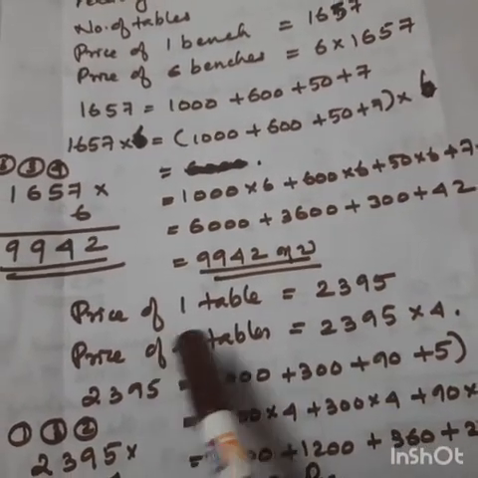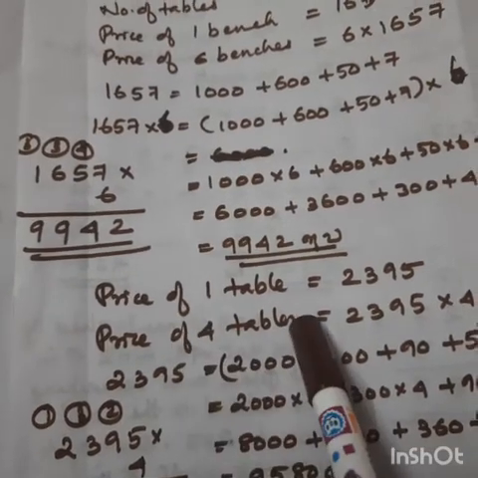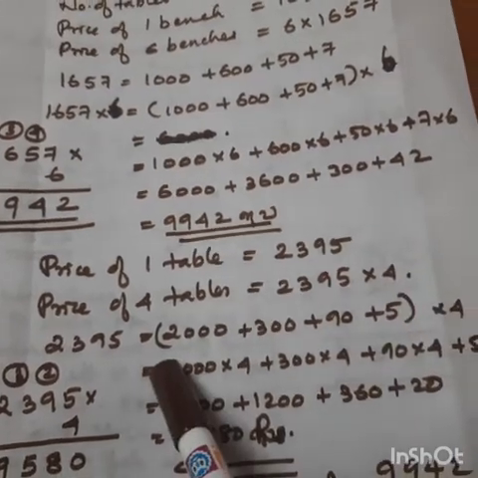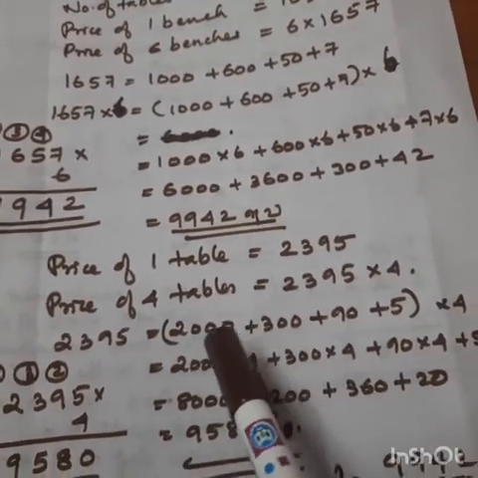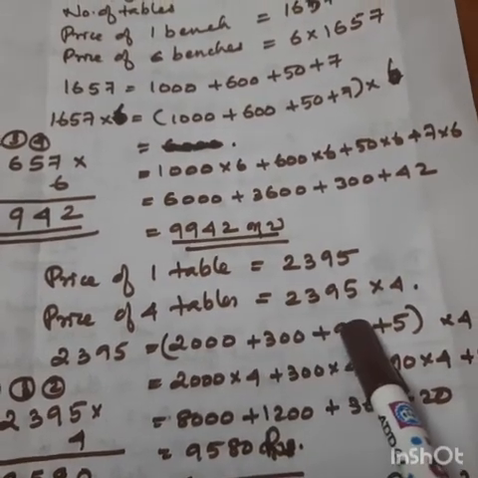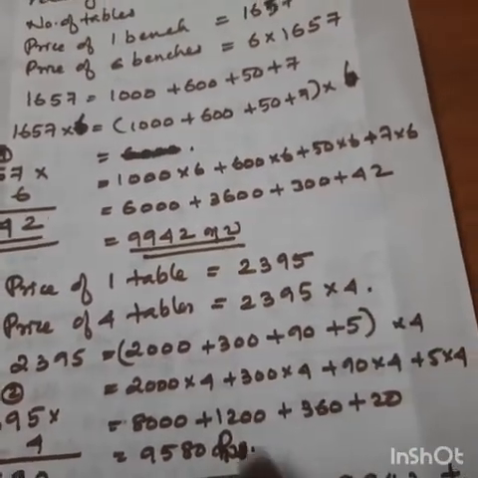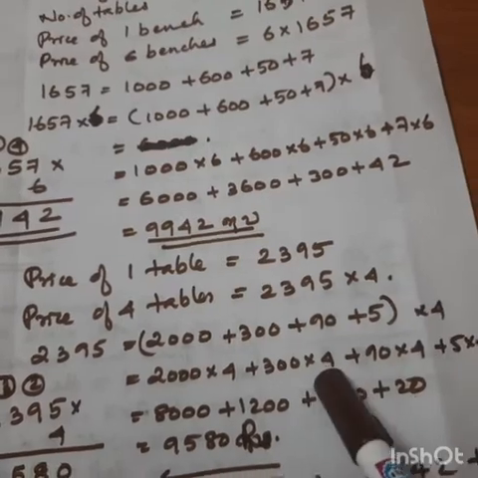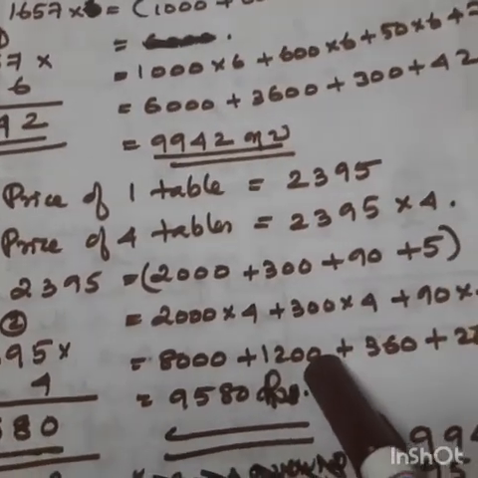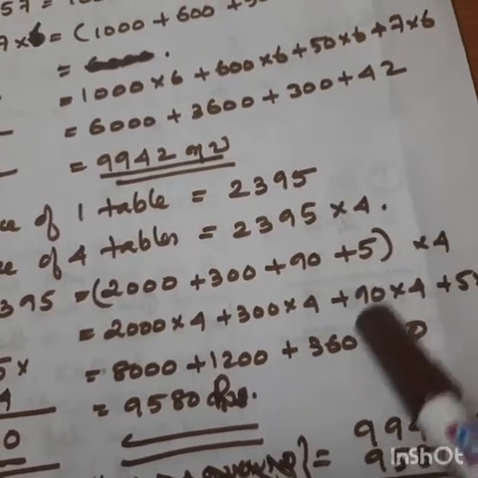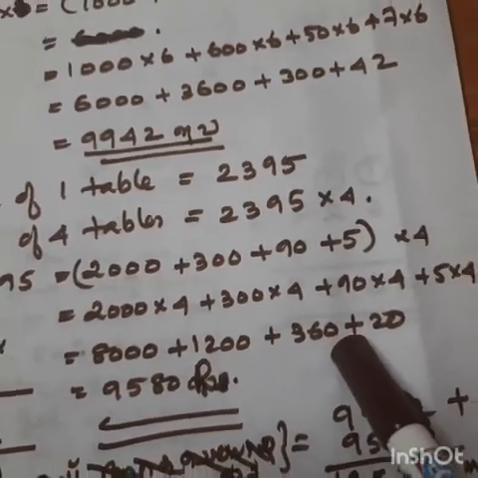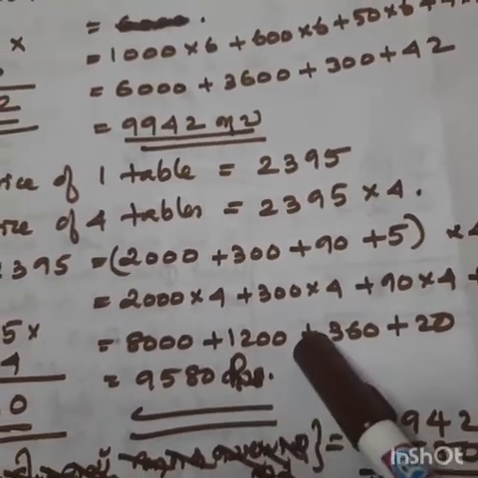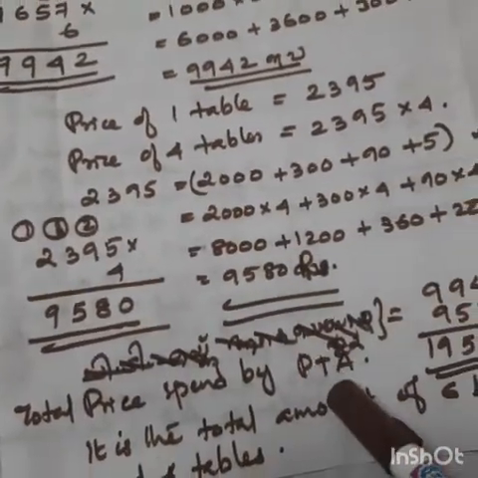Then price of one table is 2395. They bought 4 tables. Therefore, price of 4 tables is equal to 2395 into 4. Here we split 2395 as 2000 plus 300 plus 90 plus 5, into 4. 2000 into 4, 2 into 4, 8, 8000. 300 into 4, 3 into 4, 12, add 2 zeros, 1200. 90 into 4, 9 into 4, 36 and add 1 zero, 360. 5 into 4, 20. Adding these 4, we get 9580 rupees for 4 tables.